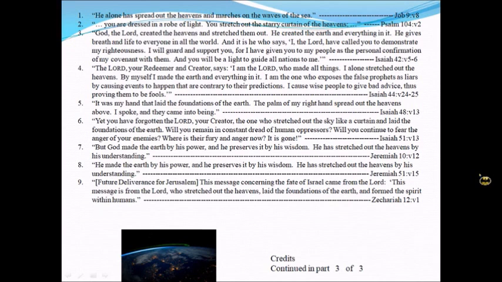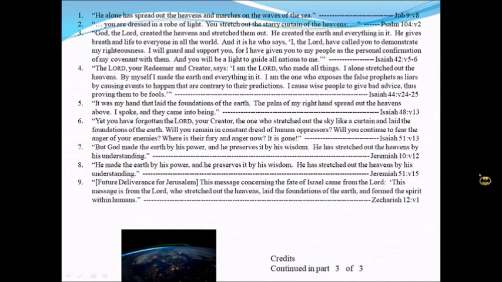He gives breath and life to everyone in all the world, and it is he who says, I, the Lord, have called you to demonstrate my righteousness. I will guard and support you, for I have given you to my people as the personal confirmation of my covenant with them, and you will be a light to guide all nations to me. Isaiah 42 verses 5 and 6.